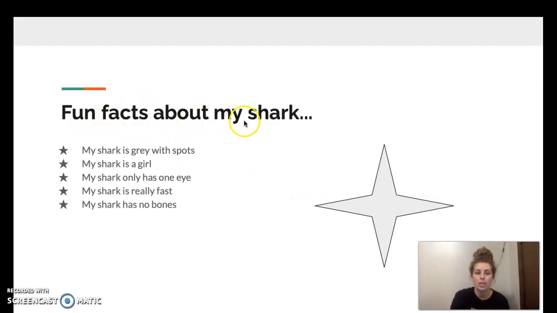Fun facts about my shark. My shark is gray with spots. My shark is a girl. My shark only has one eye because they got in a fight with another shark. My shark is really fast, and my shark has no bones. Make sure you're writing some fun facts about your shark.